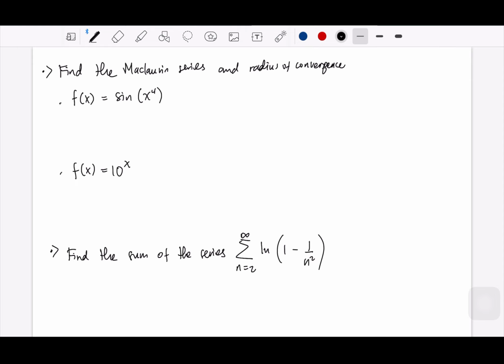No problem. Okay, so another approach for 10 with powers of x, which means we remember that this is similar to the base e with power of x. So we can rewrite this as e. Can write like that. And we can just use e and then exchange this variable inside the sum.